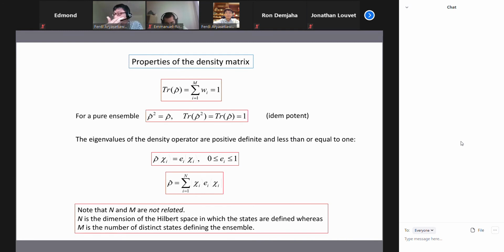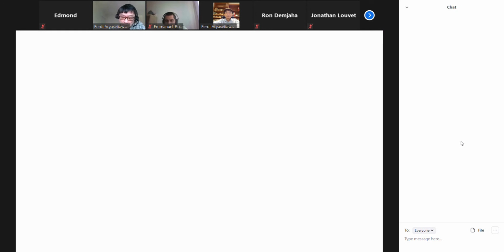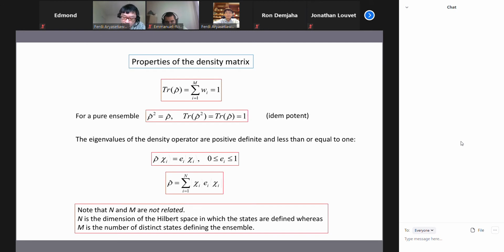So if we have a pure ensemble, it also has a special property. For a pure ensemble, the density matrix will be just given by the following projection operator. So we have just one state, psi. So then it is clear that if we calculate rho squared, it will be just equal to psi psi, so that is then equal to rho. So then the trace of rho squared is equal to the trace of rho, so it's equal to 1. This is called idempotent.